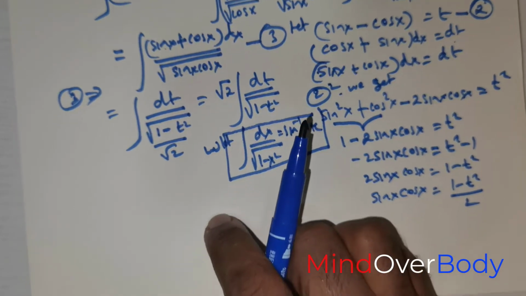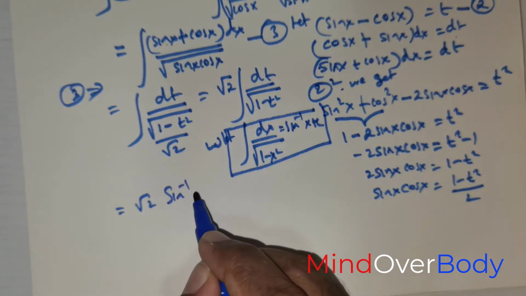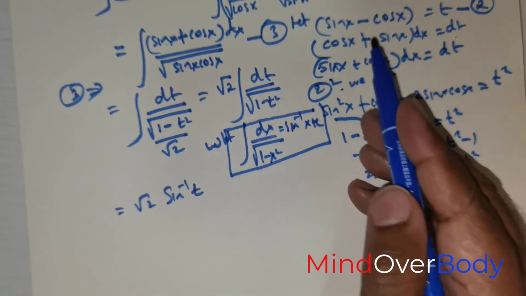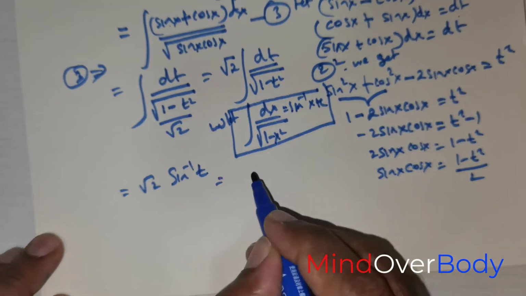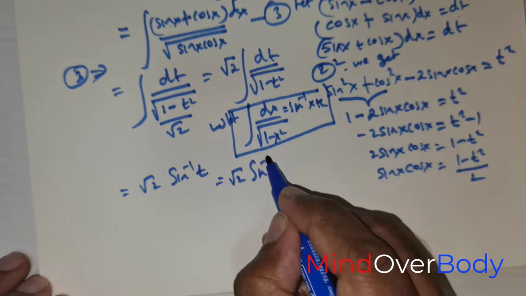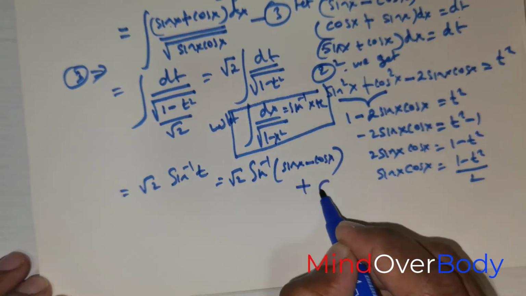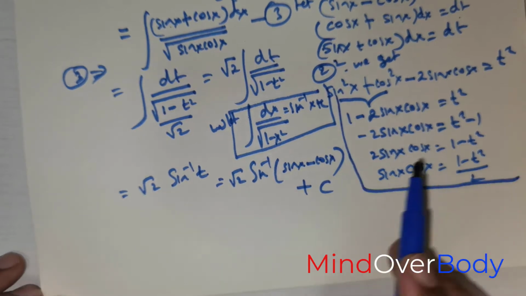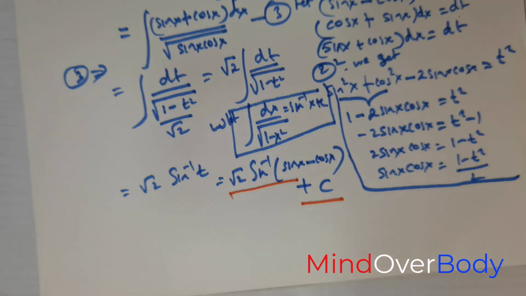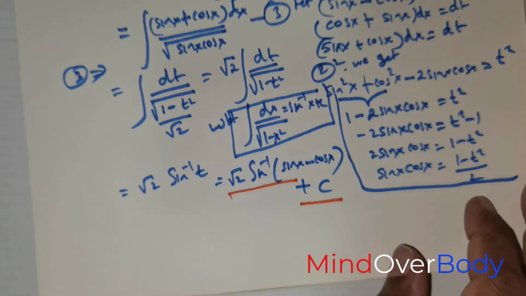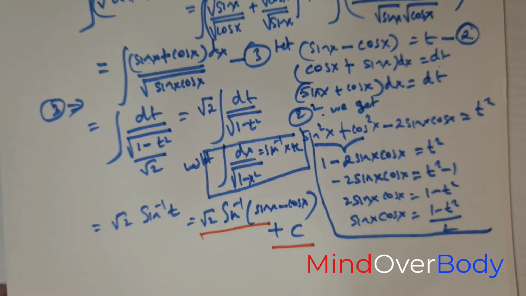So using this formula, this would give me root of 2 times sine inverse of t. But my t is sin x minus cos x. So substitute that. That's going to be root of 2 times sine inverse of sin x minus cos x plus an arbitrary constant. So this is the rough side, and this is a good place for me to draw the red line. So that's the solution, students. I hope you understood this question. We will move on to the next one.